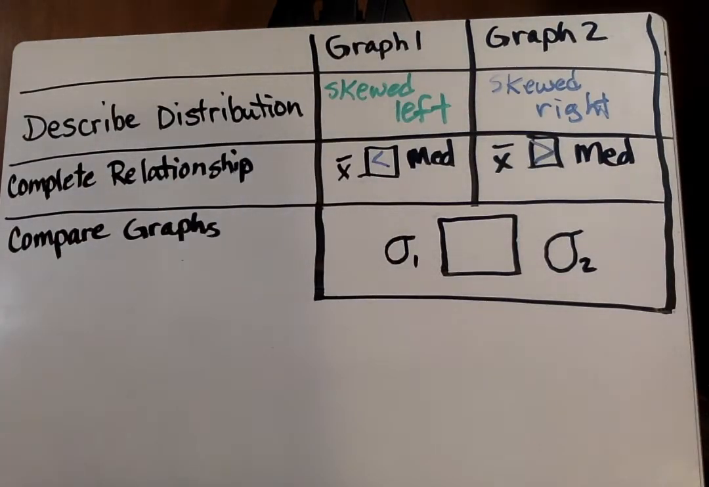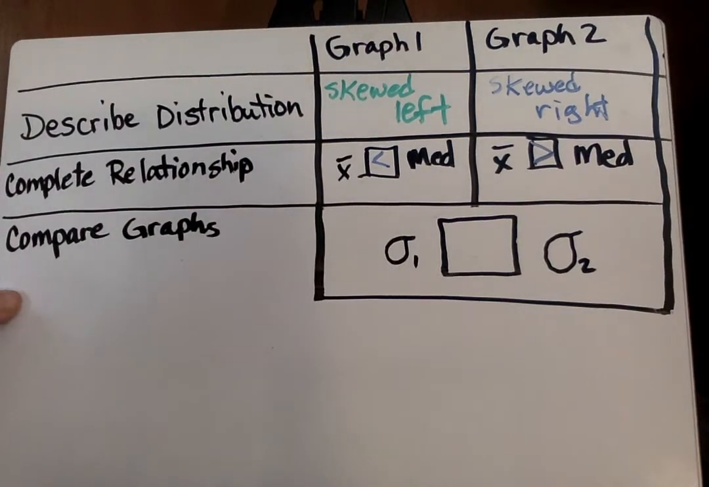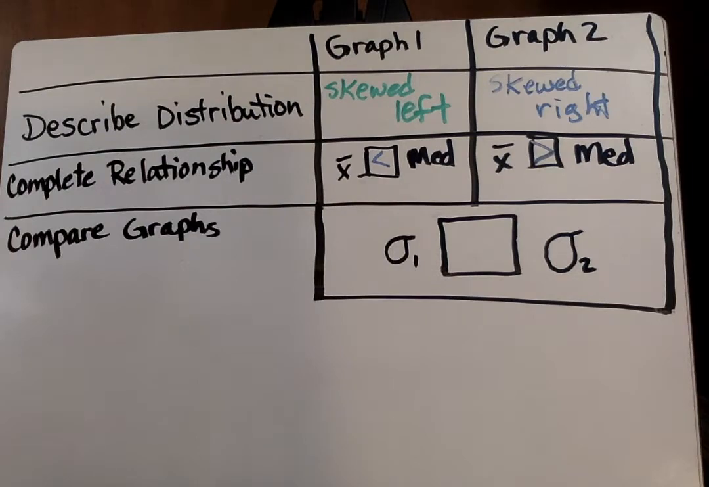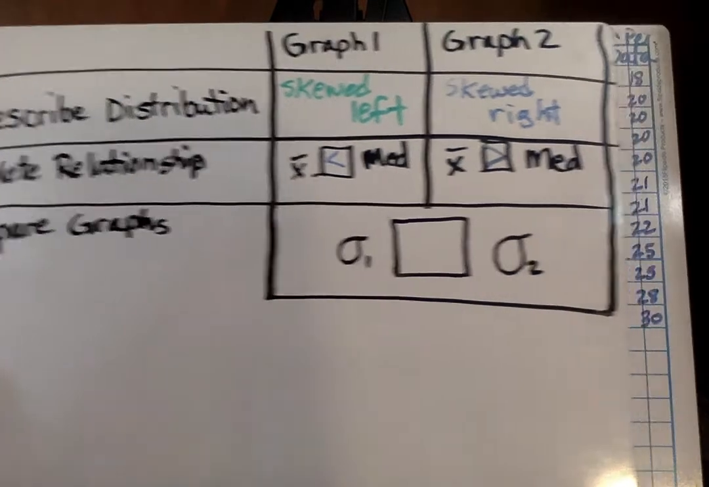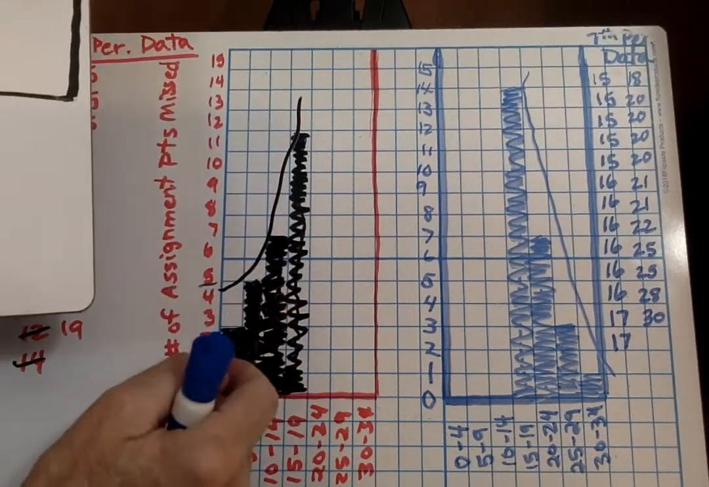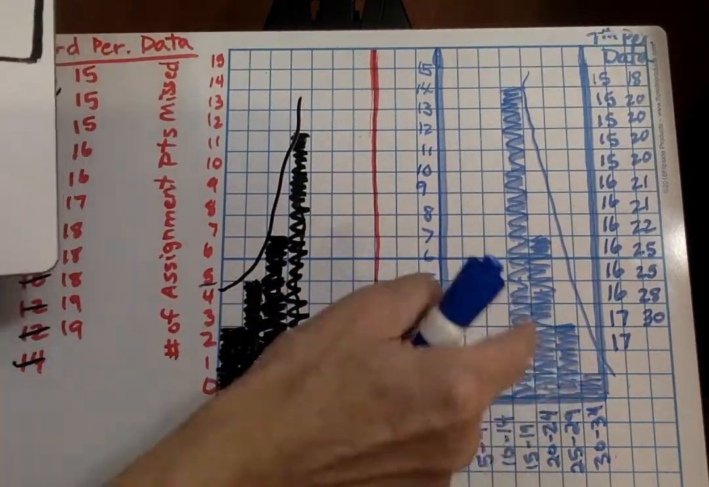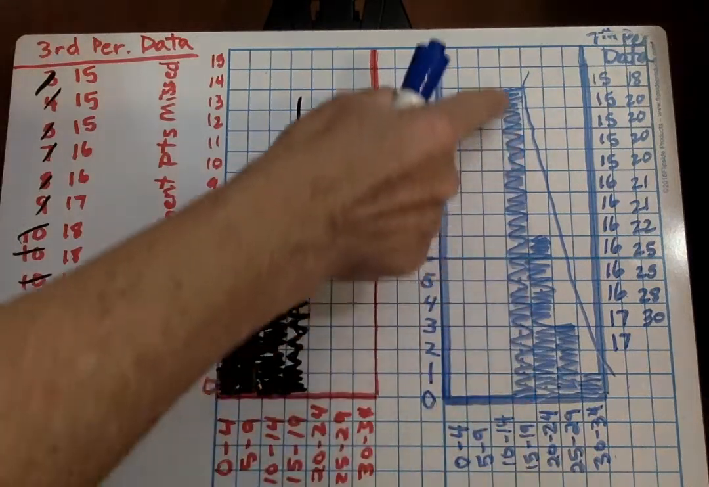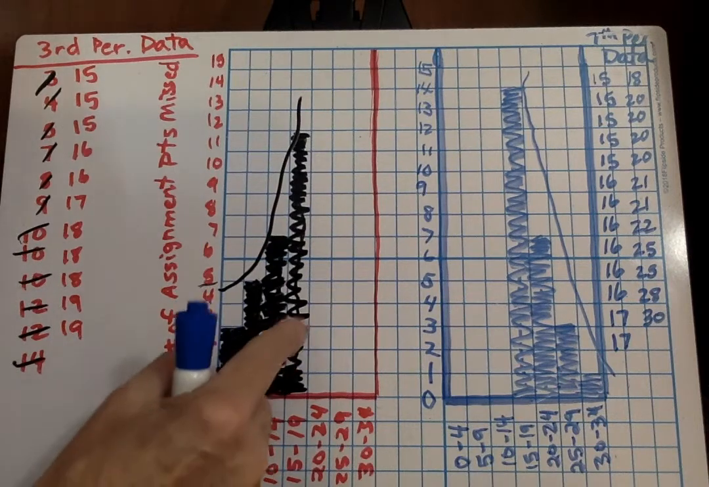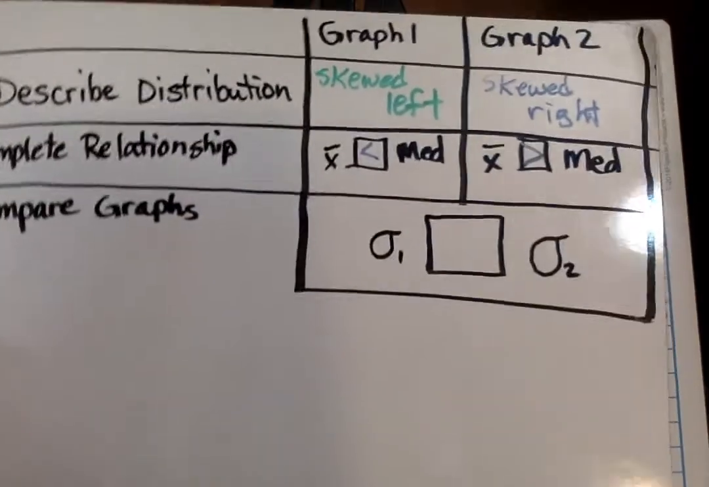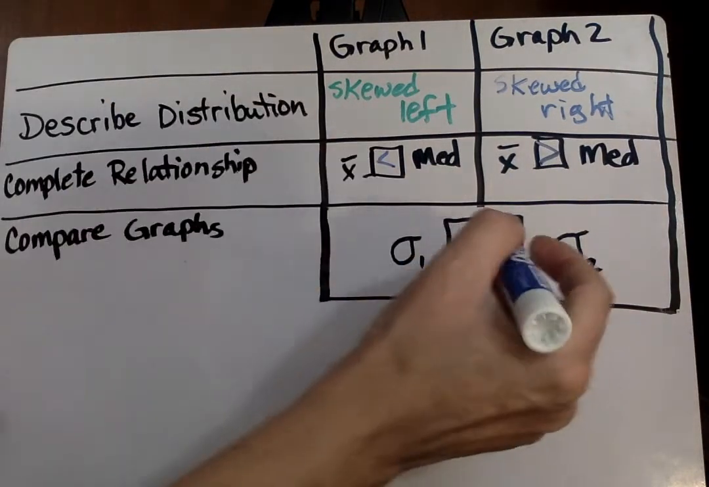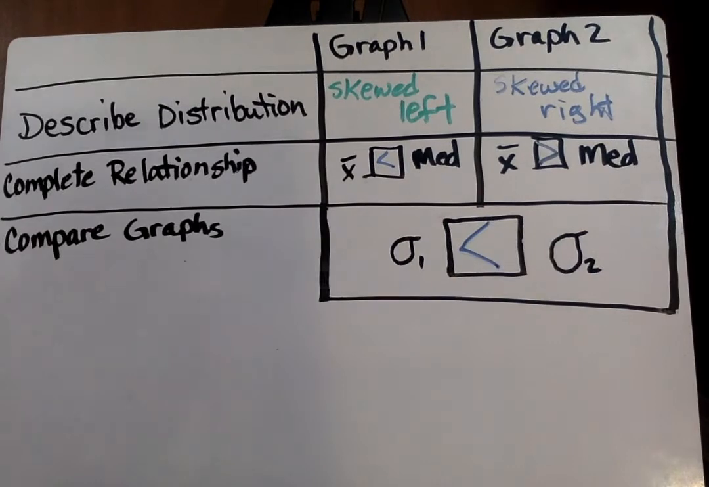And when you compare the two graphs again for the standard deviation, which one has more numbers spread out? This one has 1, 2, 3, 4 different ones. This one has 1, 2, 3, 4 different ones, but this one's higher and more compact. This one only has 1. This one is spread out a little bit more. So the standard deviation is going to be right there.